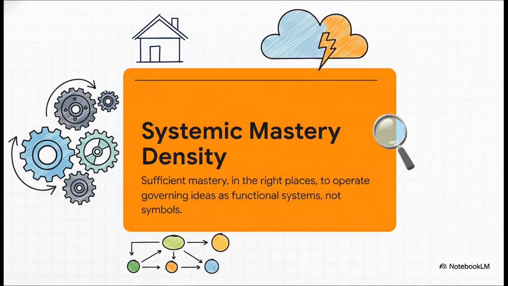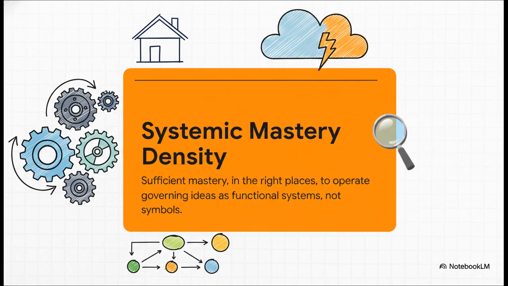Okay, so the formal definition from the source material says it's about having sufficient mastery in the right places to operate governing ideas as functional systems, not symbols. I know, that's a mouthful. But put simply, it's about whether a system can actually make an idea work in the real world instead of just having it be a nice-sounding symbol.